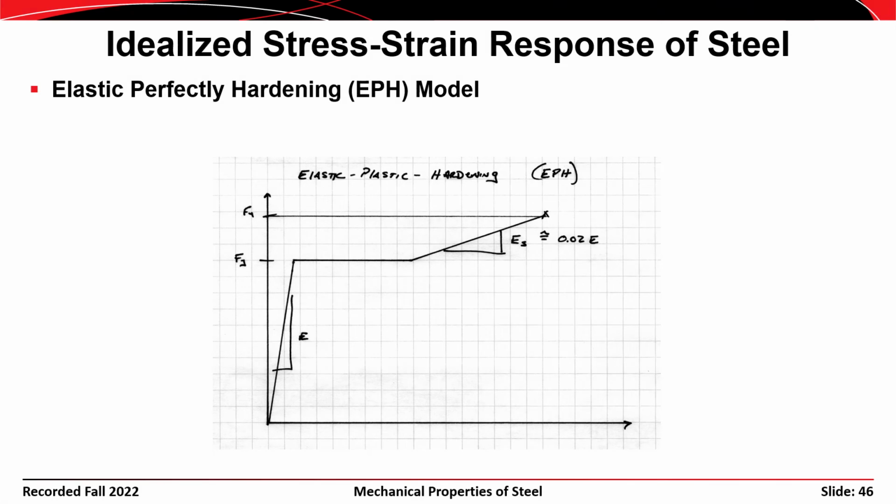In some cases, when we need to be a little bit more specific, then we'll use a trilinear representation, 3 lines, trilinear. So we have an elastic region, we have a yield plateau, and then we have the strain hardening region. And a lot of times the strain hardening modulus E sub S is approximated as 2% of the elastic modulus E.